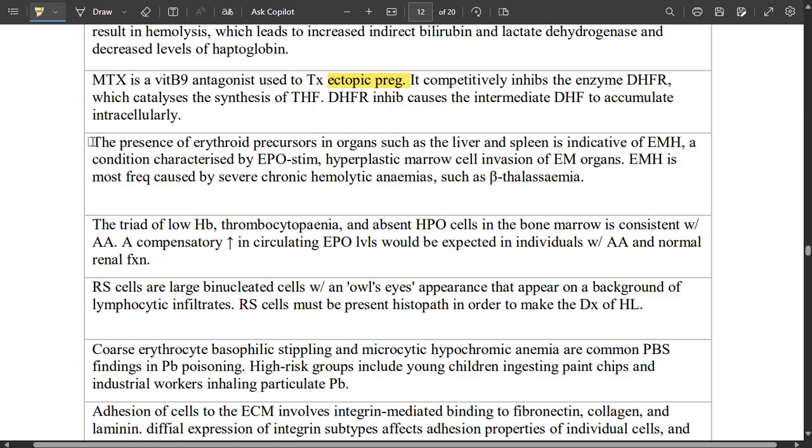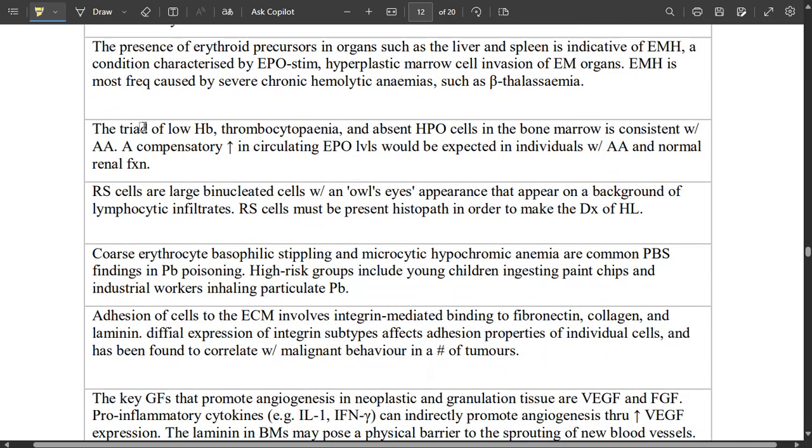severe chronic hemolytic anemia. So any chronic hemolytic condition where there is anemia results in the kidney secreting more EPO, that is erythropoietin, which increases the erythroid precursors in extramedullary organs, thereby causing extramedullary hematopoiesis. Okay, the triad of low hemoglobin, thrombocytopenia, and absent SPO cells in the bone marrow is consistent with aplastic anemia.